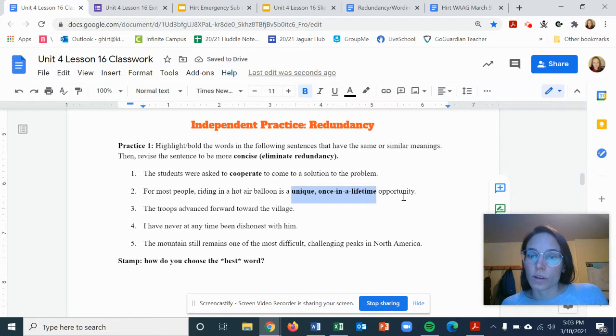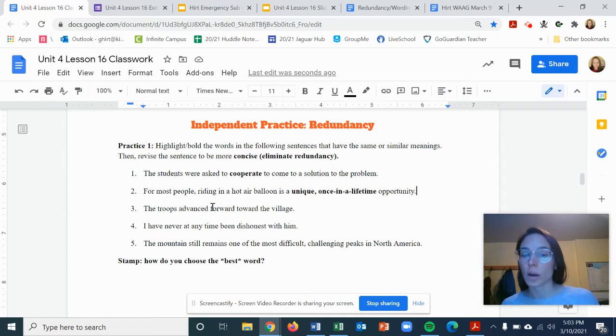So I want you to think about, for this particular situation, what would be the better word to use? Right? So think about, for most people, riding in a hot air balloon is a unique opportunity or a once-in-a-lifetime opportunity. So revise the sentence based on what word you think would be best here.